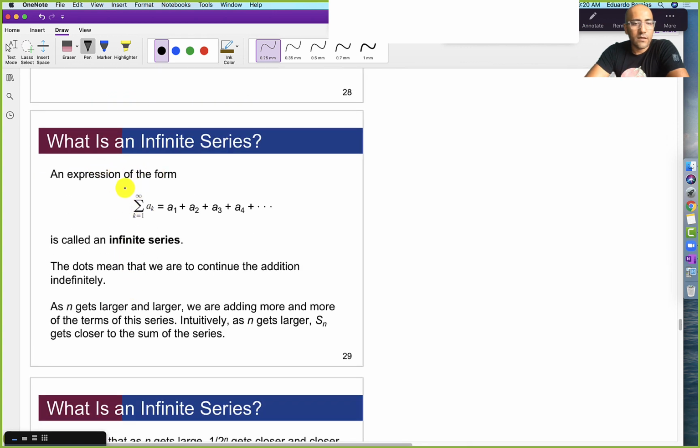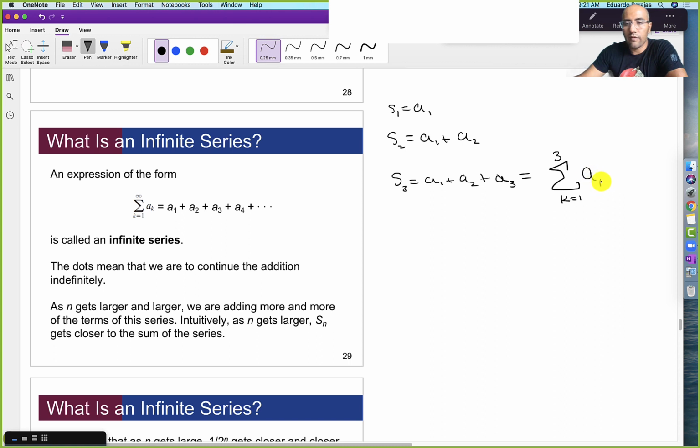So we've been looking at cases where S sub 1 is equal to A1, and then S2, the sum of the first two, is A1 plus A2, right? S sub 3 is equal to A1 plus A2 plus A3, right? Remember that in Riemann sum notation, this can be expressed as the sum as K goes from 1 to 3 of A sub K, right? This gives you the sum of A1, A2, A3. We would probably stay away from expressing it this way when it's so easy to express it the other way.